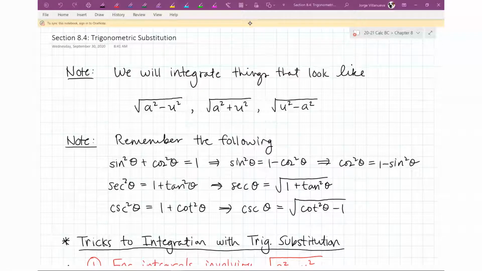All right, so yesterday on section 8.4, we talked about trigonometric substitution. I gave you guys a couple of notes, right? I told you that we're going to be dealing with things that may have a square root of a constant squared minus a function squared, or the square root of a constant squared plus a function squared, or the square root of a function squared minus a constant squared, right? And I told you, remember your basic Pythagorean triples. Okay, so your sine and cosine relationship, your secant tangent relationship, and your cosecant cotangent relationship, right? So I was just showing that to you guys so you can see what you needed to know.